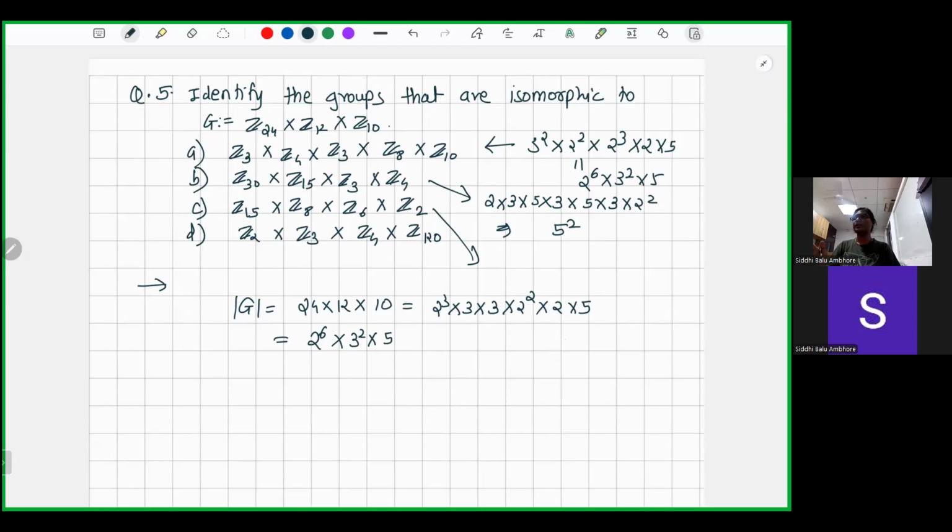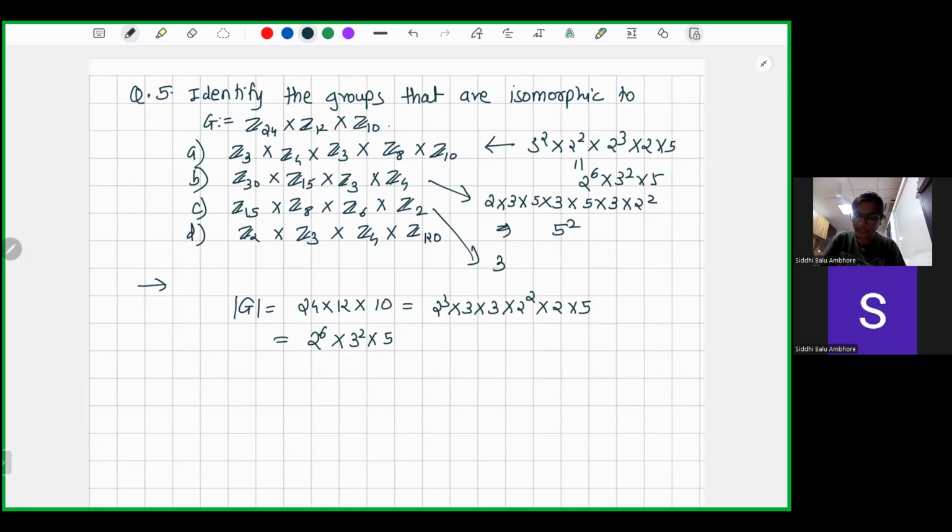And that's what I will be checking here, whether I have 6 powers of 2, 2 powers of 3, and 1 power of 5 there or not. The moment I have any mismatch, the cardinality of the group from the options will not be equal to the cardinality of this G. So that's what I'm doing here.